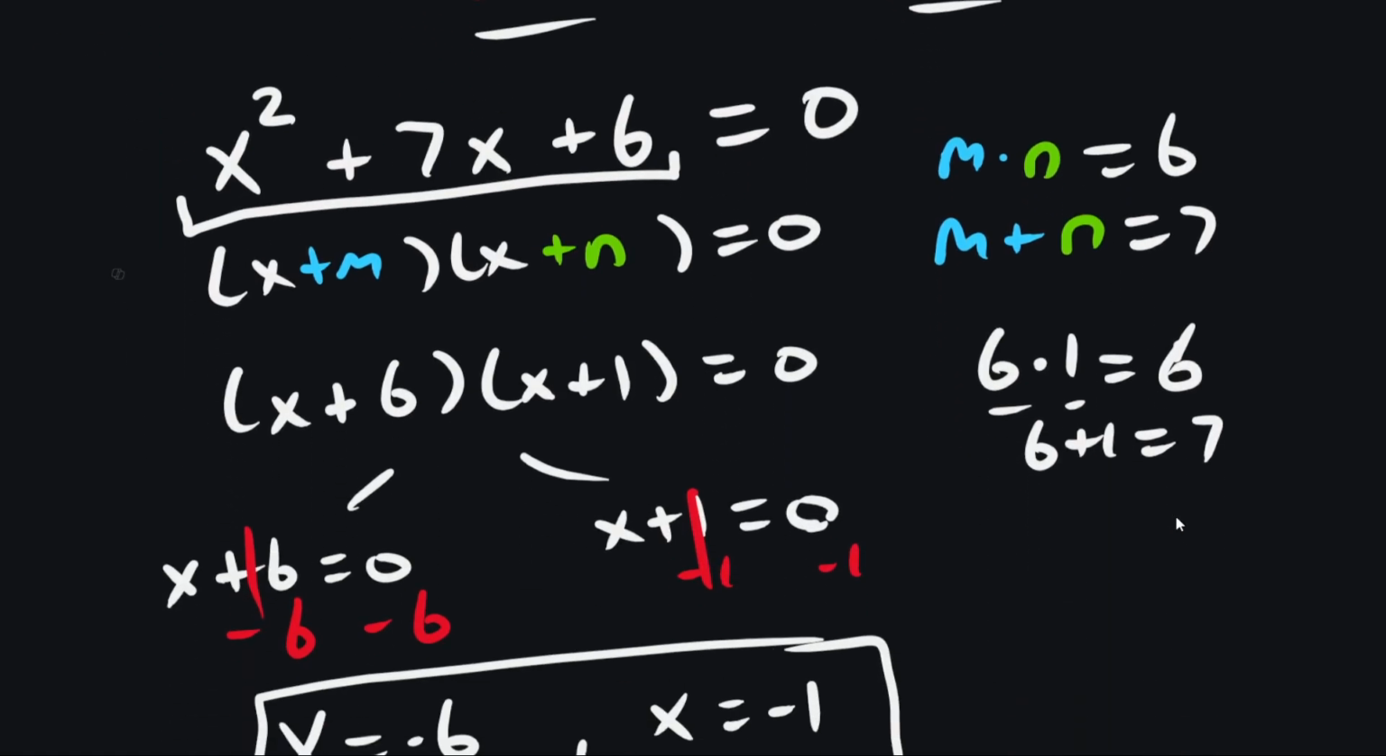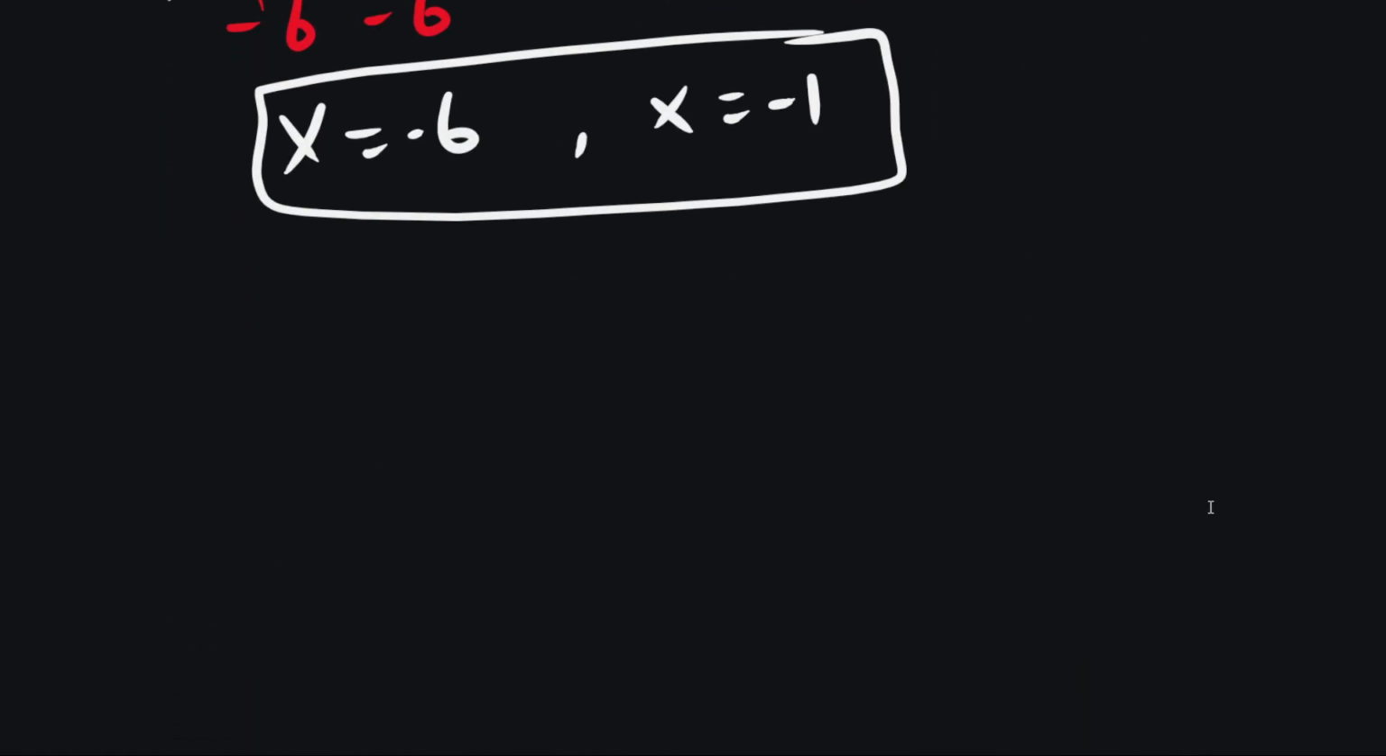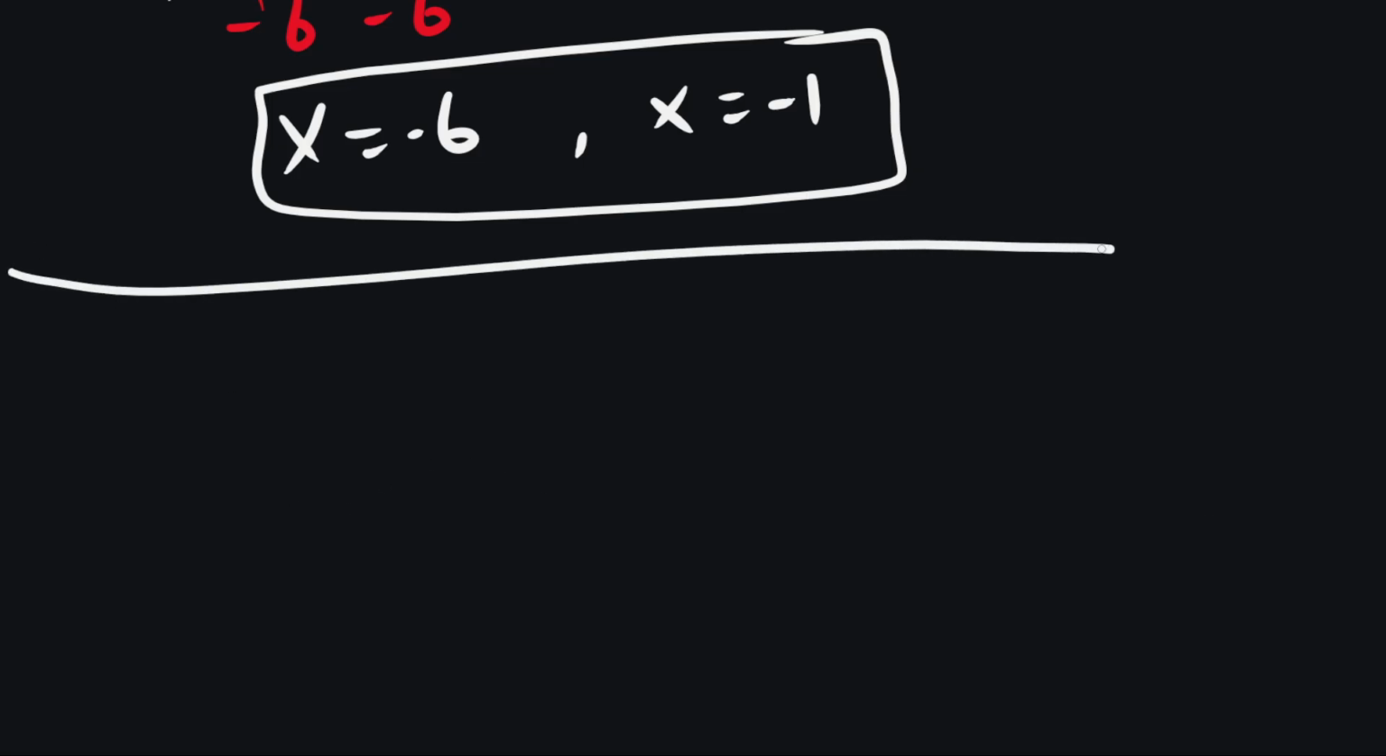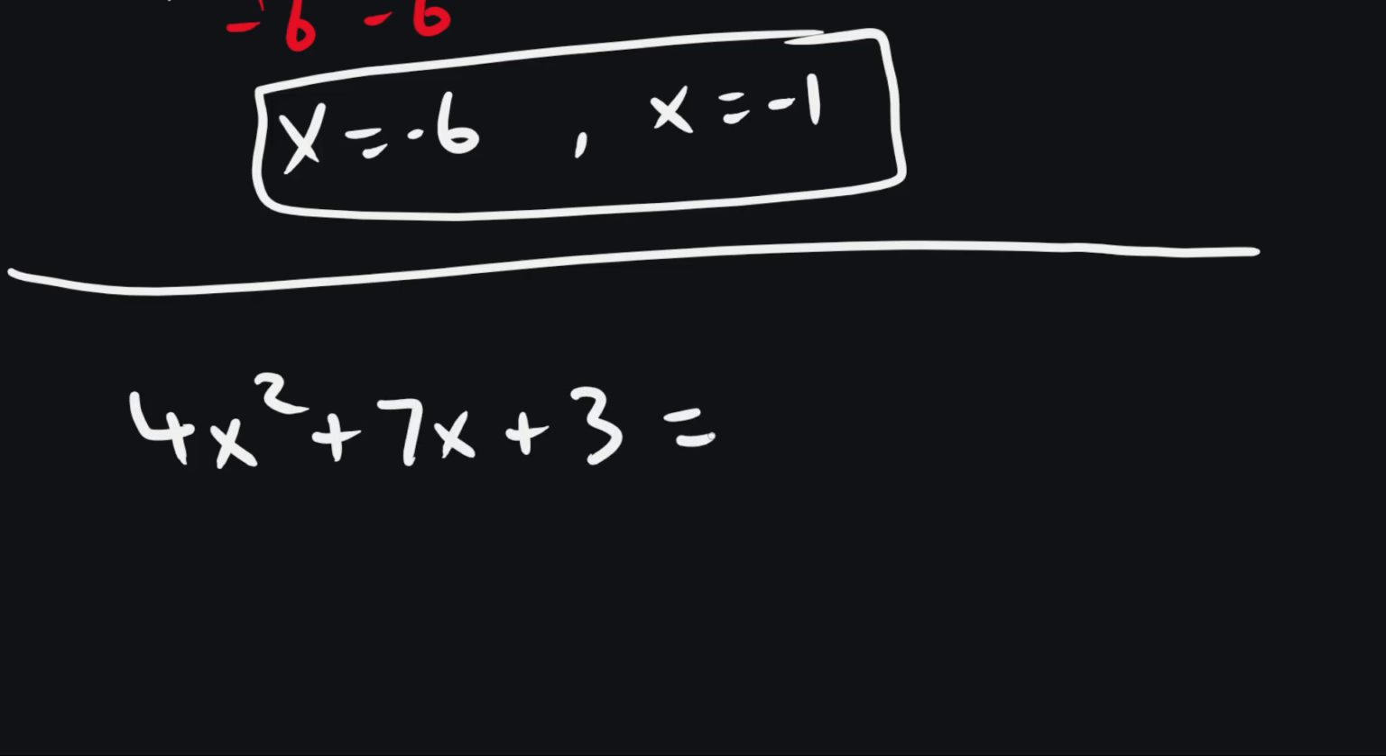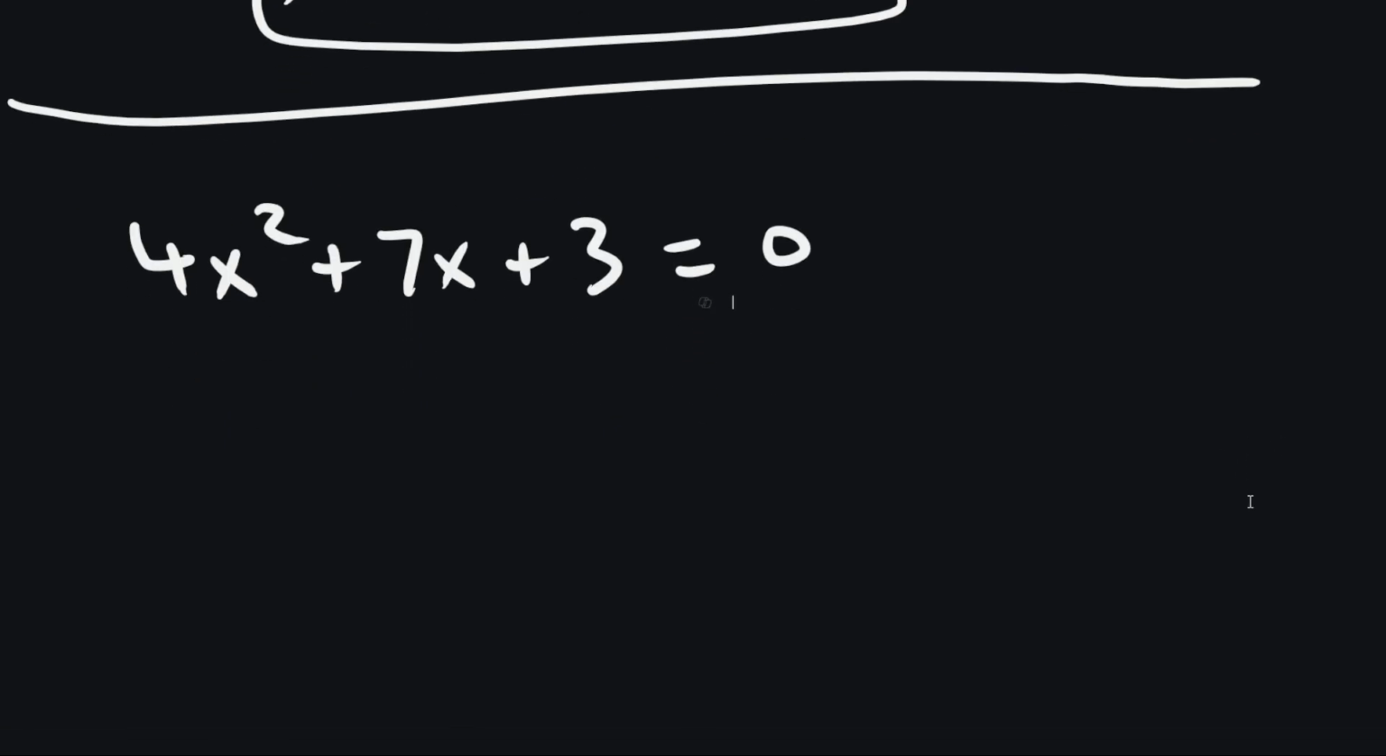Now, let's go through another method. Let's say we had the quadratic equation 4x squared plus 7x plus 3 equals 0. So we could also go the route of dividing both sides by 4 and then figuring out m and n in order to factor it. But we can actually also factor this quadratic by grouping.